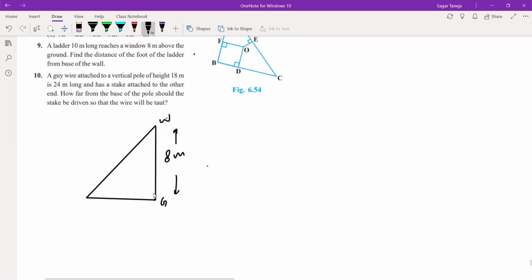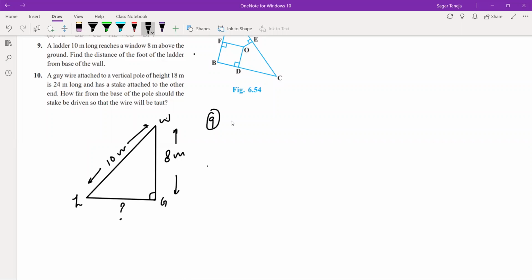From the base of this window, if you'll see the base of this, then how far is the foot of the ladder here, and ladder is 10 meter long. The ladder is 10 meter long and the height of the window from the ground is 8 meter, means it is 8 meter above the ground. So how far is the foot of the ladder from the base of the wall? So this we have to calculate, and it is all easy by Pythagoras theorem, simple.